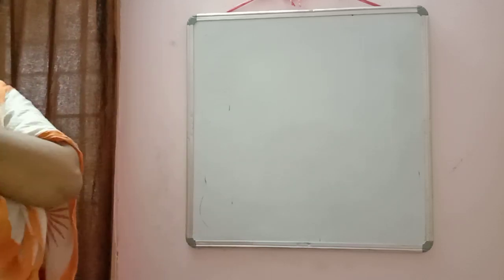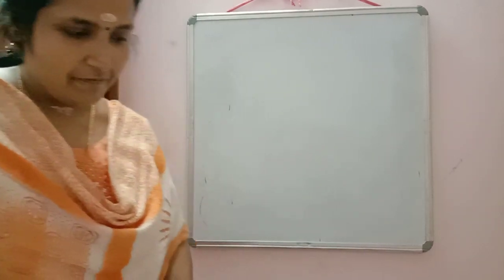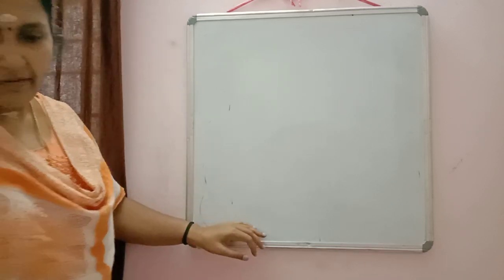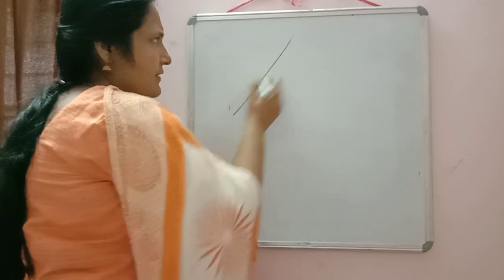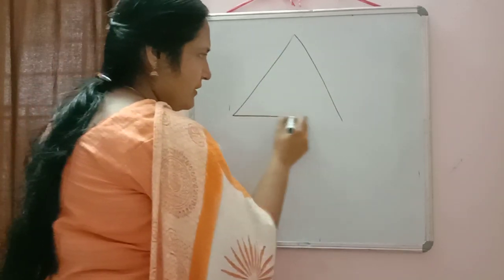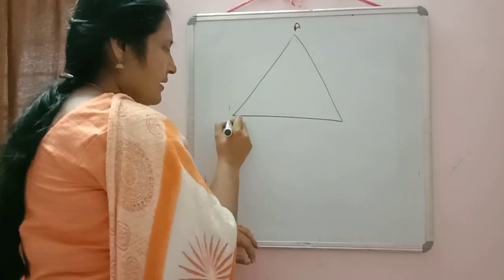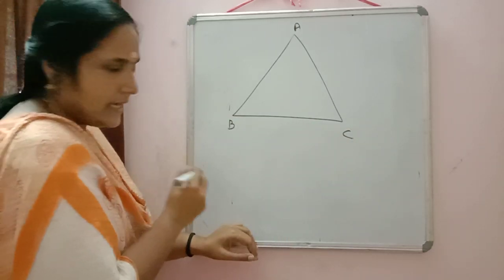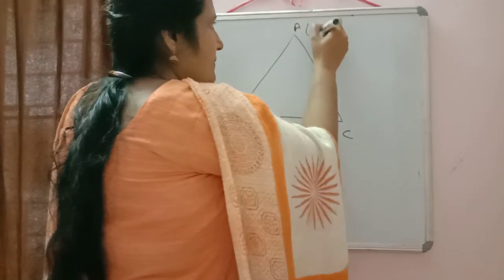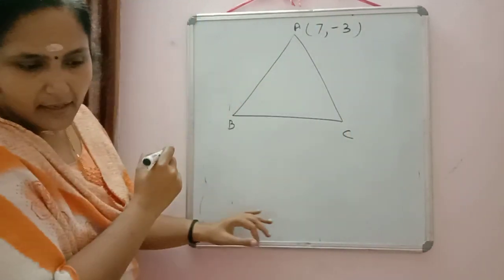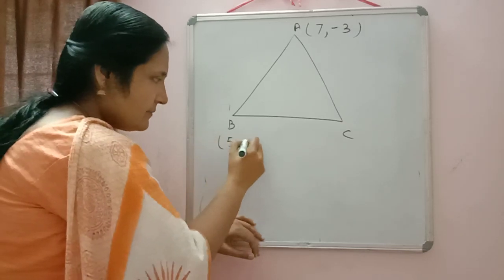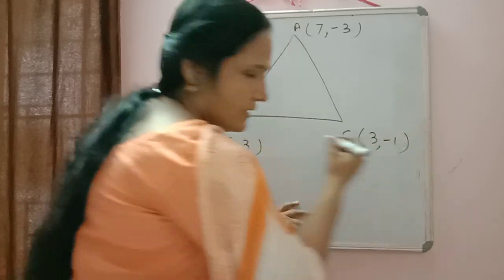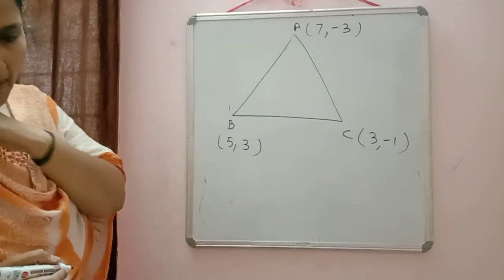Then next one, it was given, find the length of the medians of a triangle ABC whose vertices are given. So vertices of a triangle are given. Again we will draw the diagram only. Triangle ABC whose vertices are given: A(7, -3), B(5, 3), C(3, -1). C is given as (3, -1).